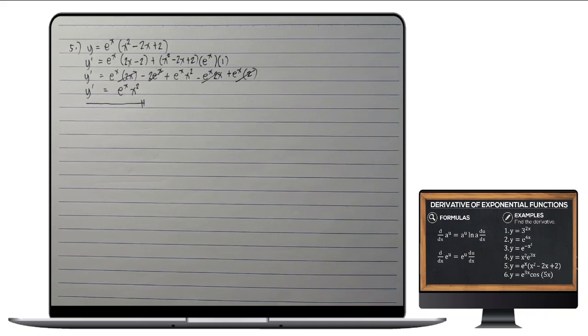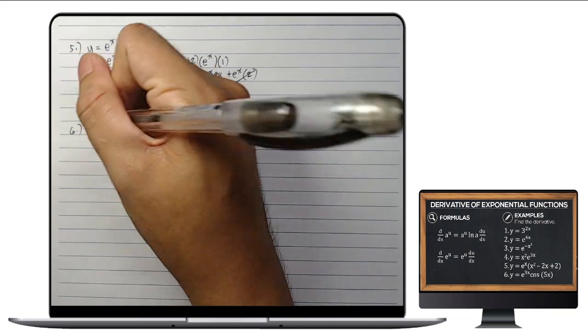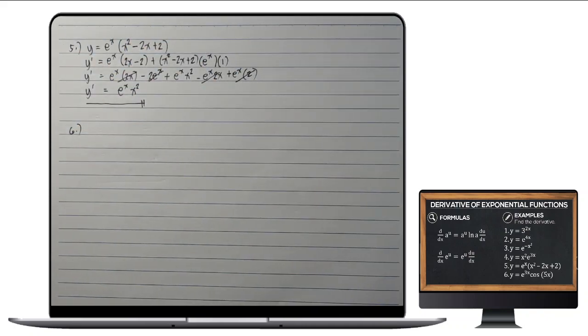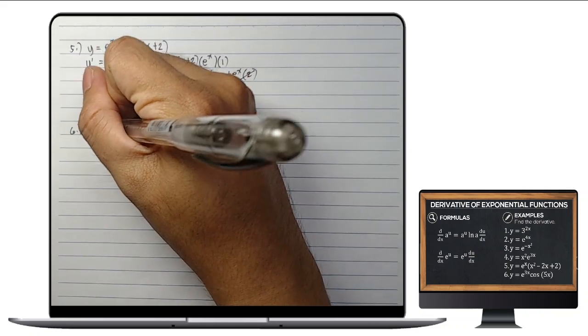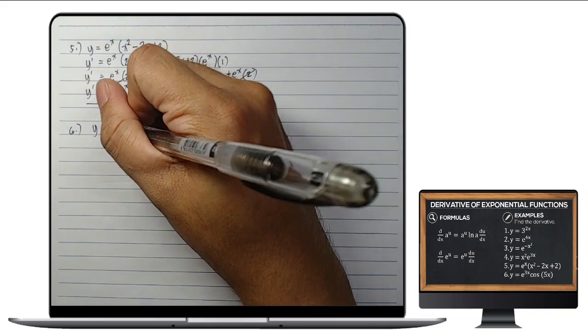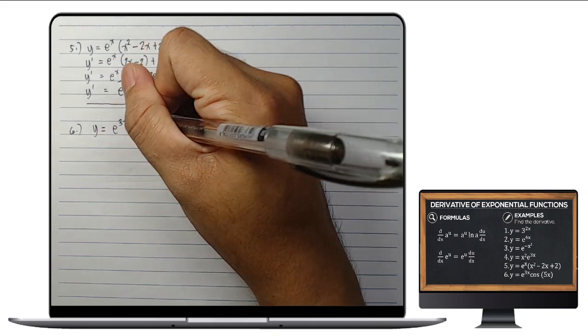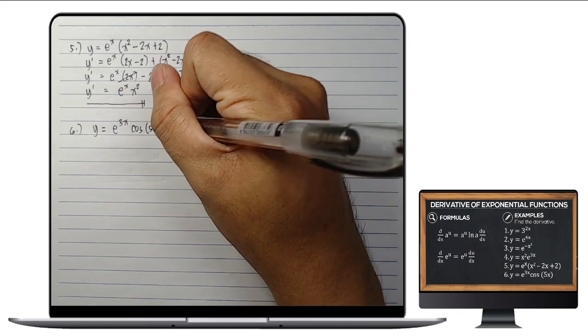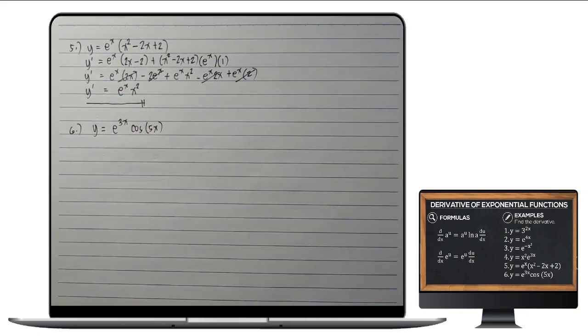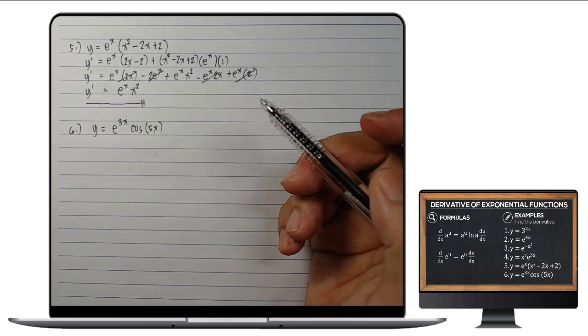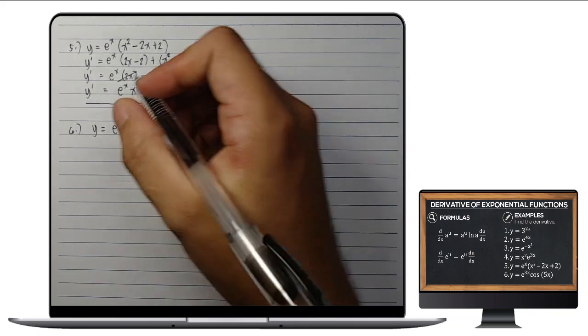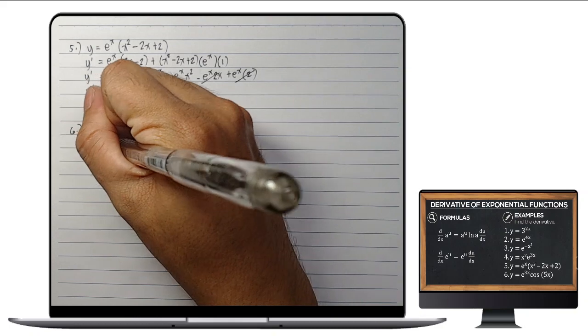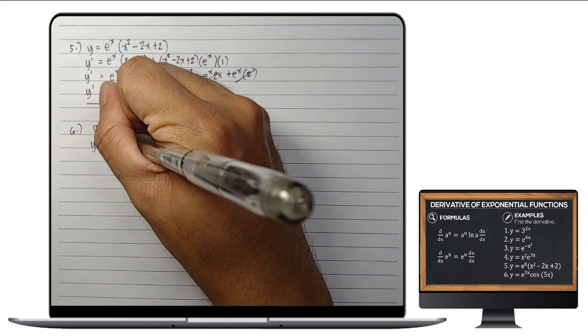So let's have number 6. Okay, so for number 6, we have y is equal to e raised to 3x multiplied by cosine of 5x. Okay, so let's solve this. Again, this is derivative of product. So first derivative: copy, so e raised to 3x.